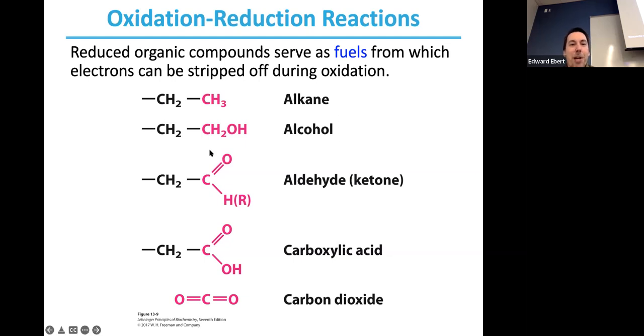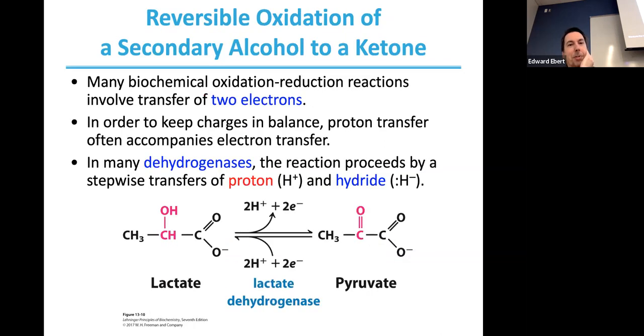All right, our redox reactions. Here we can see we have our alkanes. We can oxidize that to an alcohol. Then we can further oxidize that to an aldehyde or a ketone. We can further oxidize that to a carboxylic acid. And then finally, we've completely oxidized the carbon to carbon dioxide. Okay. And of course, we're transferring electrons in here as well.